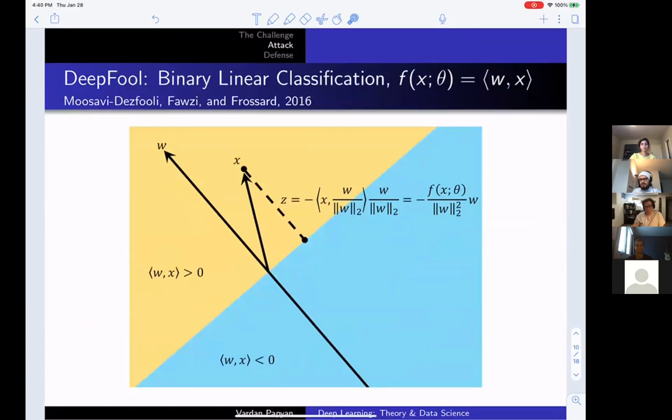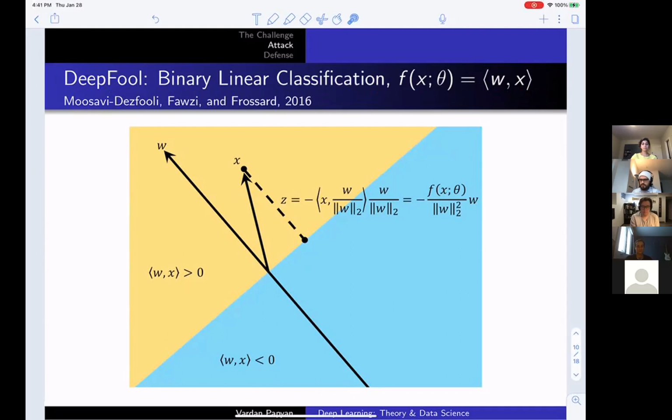Now, here is a visualization of how DeepFool works for a binary linear classification with no bias. What does that mean? It means you take your input X, you calculate an inner product with a classifier W, and that gives you a scalar, right? And there is no bias or anything, just the inner product between X and W. And then if it's positive, you classify it as the positive class. If it's negative, it's the negative class, right? So it's a very, very simple example. And in this specific example, we'll try to understand how DeepFool works.